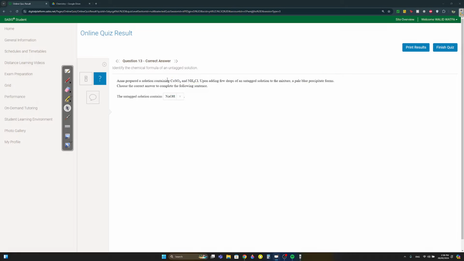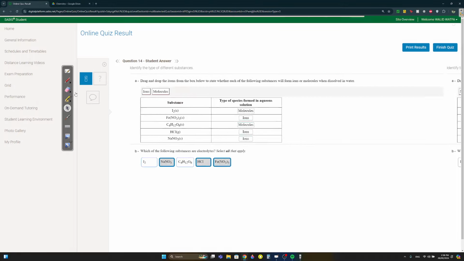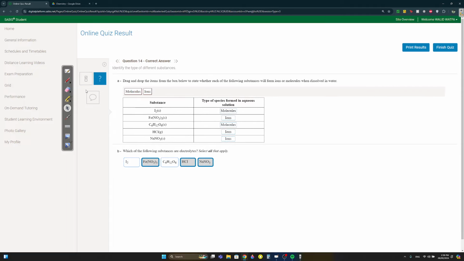When you want to test for this Cu, what do you add? You add a base. Yeah, NH3, NaOH. Okay. Here we want to know if it's a molecule or an ion. I2, it's a molecule. Usually when you have two of the same one after another, it's a molecule. Fe(NO3), this is an ion. You have nitrate ions and iron ions. C6H12O6, it's a molecule.